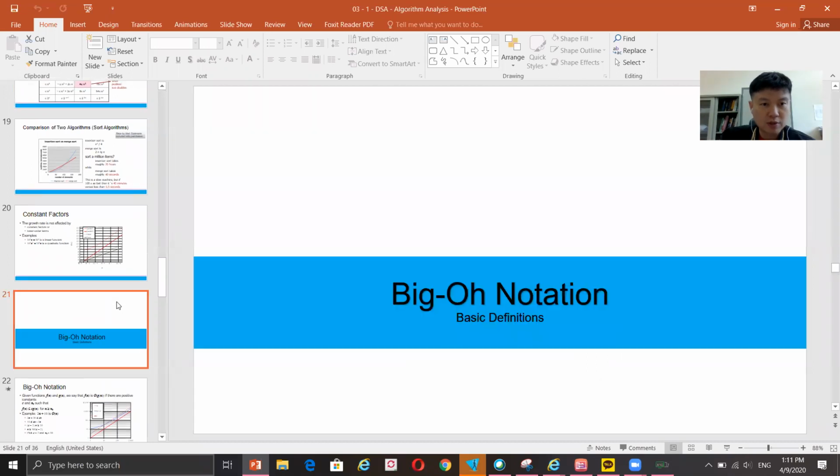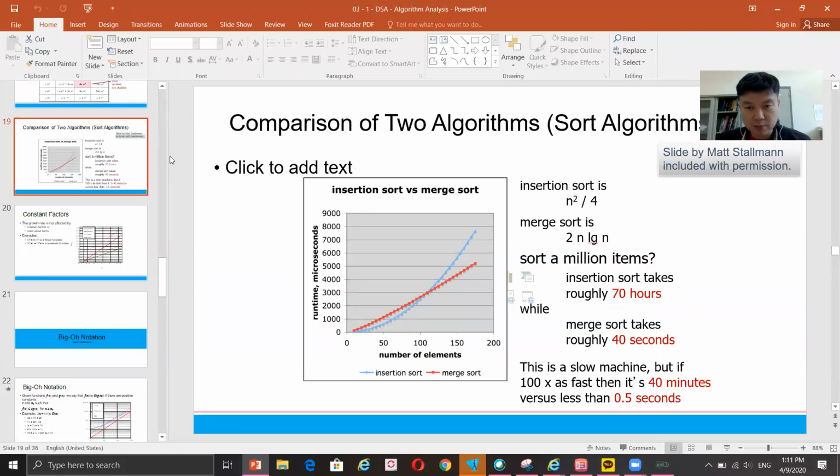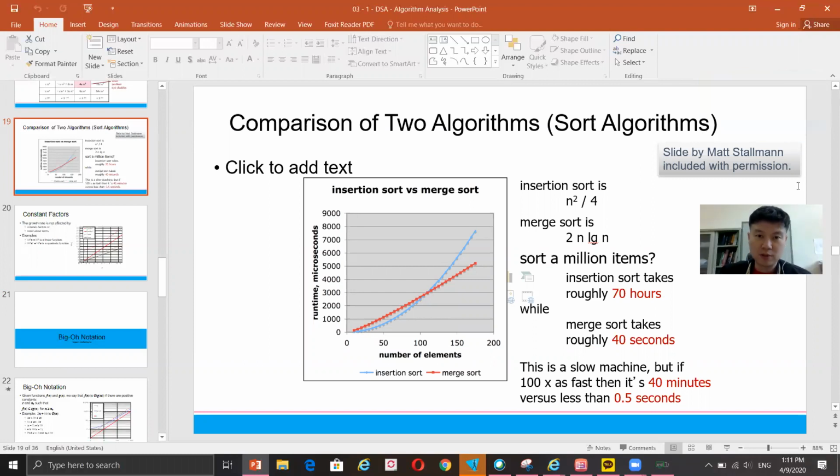For example, you can calculate some important things about the complexity through experiment. If you have two algorithms, for example sorting algorithms, then you can choose which one is better in terms of computation time. In this case, we have insertion sort and merge sort. Using insertion sort, it takes 70 hours for 1 million items, while using merge sort it takes only 40 seconds. Of course, with this big difference, you may consider using merge sort, because merge sort performs much faster than insertion sort.